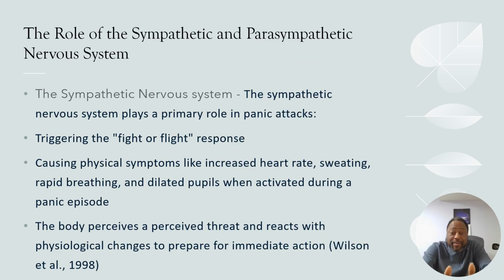So, the role of the sympathetic and parasympathetic nervous system. The SNS, which is the sympathetic nervous system, plays a primary role in panic attacks. One of the first things it does is it triggers the fight or flight response. It also causes physical symptoms, like increased heart rate, sweating, rapid breathing, dilated pupils when activated during a panic episode. The body also perceives a threat and reacts with physiological changes to prepare for immediate action.